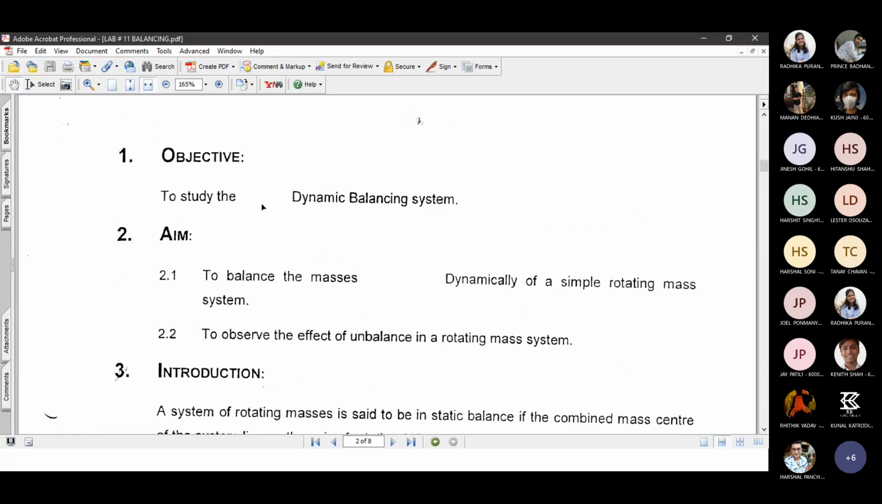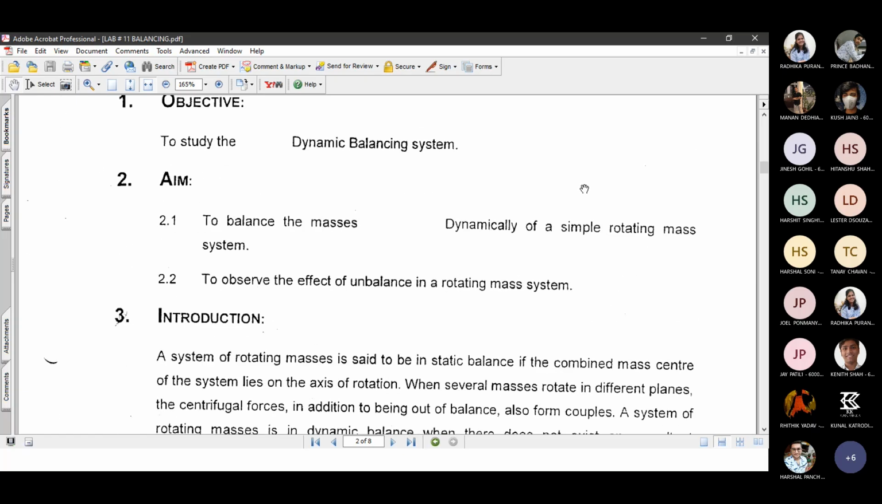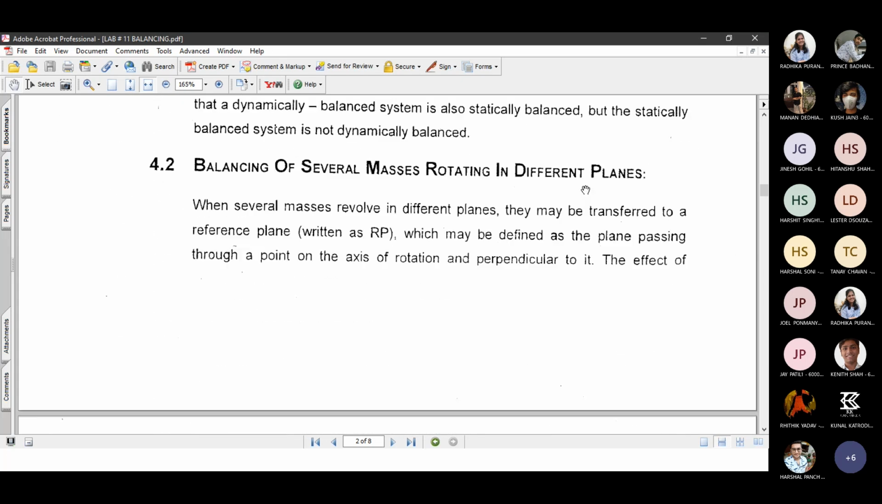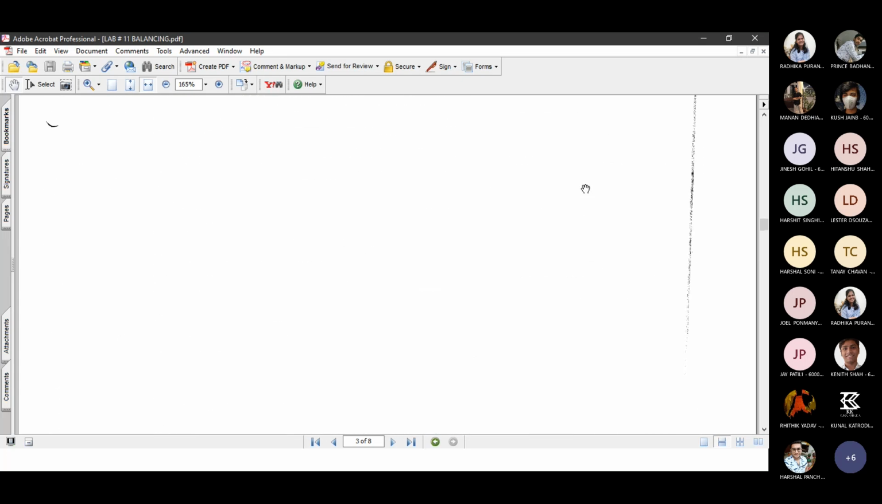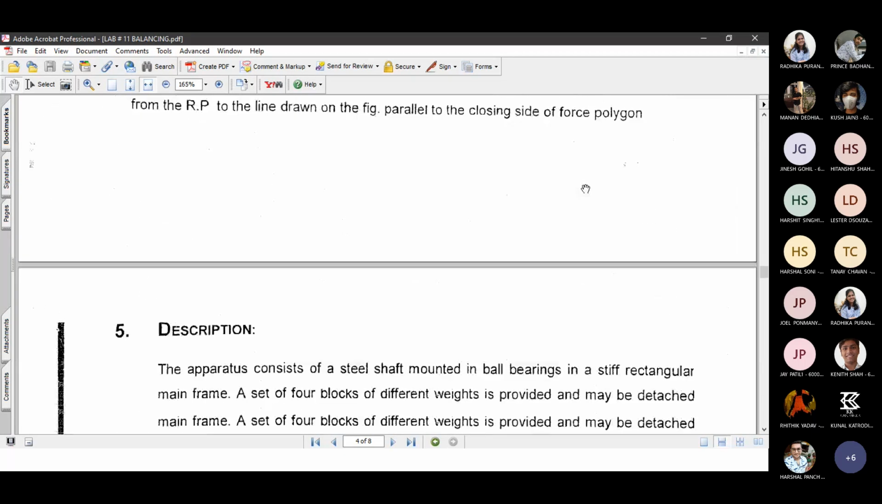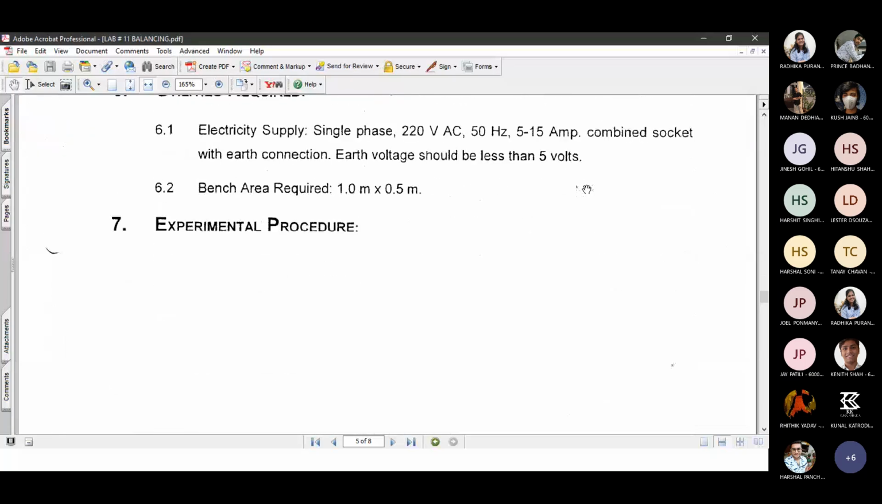Alright, just edit out this part. So what you have to do, you have to take a printout of this and edit out this part with whitener, that static part that remains. So the objective is to study dynamic balancing of the system. Aim is as it is. Introduction is fine. Theory is also fine. Then this table is also fine. We have modified it. Then the description is also fine.